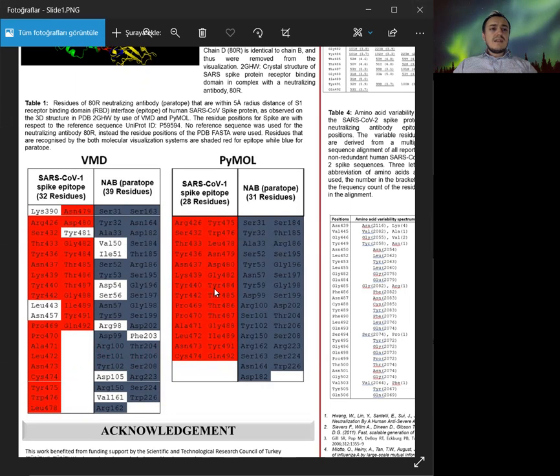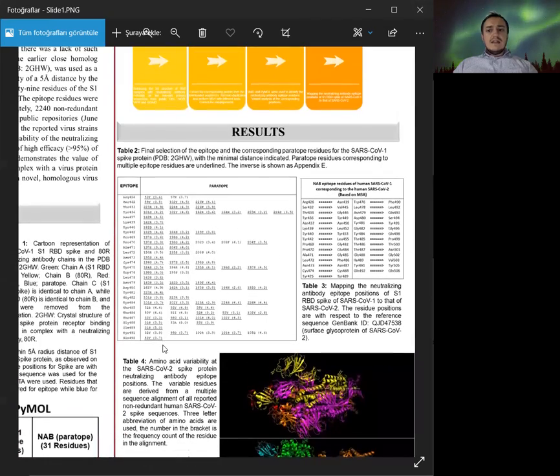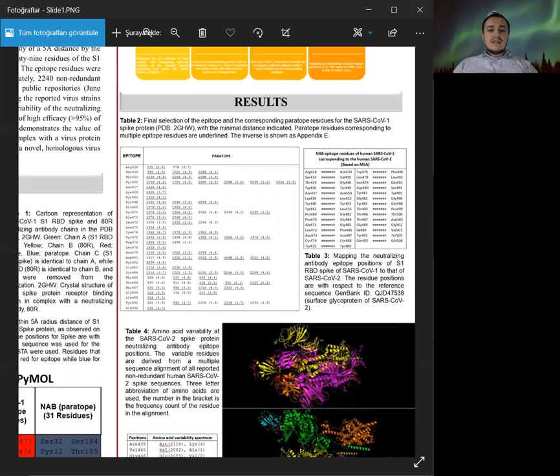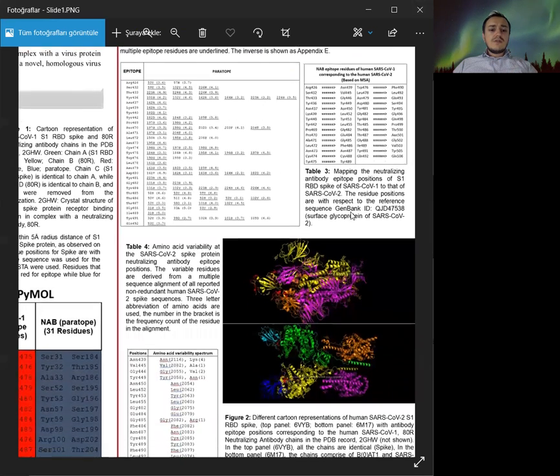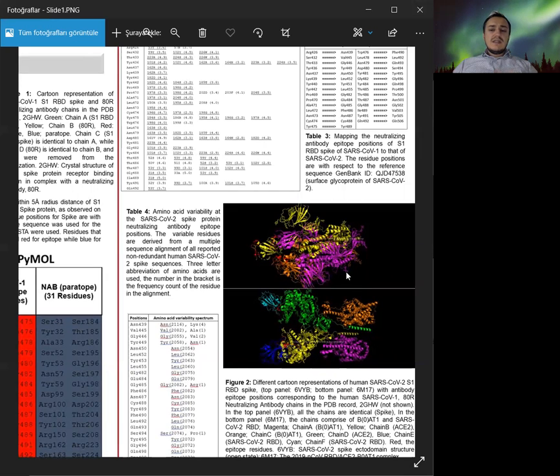The distance in angstrom is shown in the brackets. The 29 neutralizing antibody epitope residues of the S1 RBD for SARS-CoV-1 were correspondingly aligned and mapped to the SARS-CoV-2 spike, as shown in table 3. These mapped neutralizing antibody epitope positions were visualized on the 3D structure of the human SARS-CoV-2 S1 RBD spike, as shown in figure 2, to assess their structure, localization, and exposure to binding.